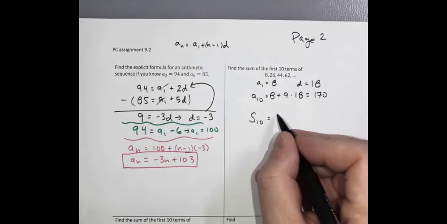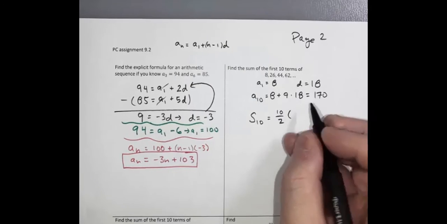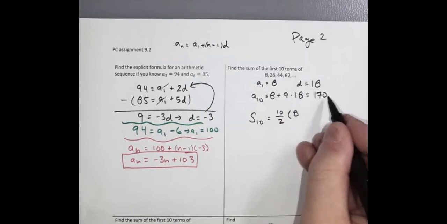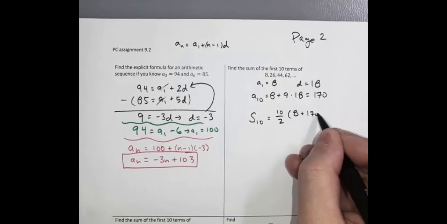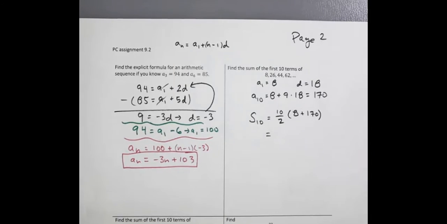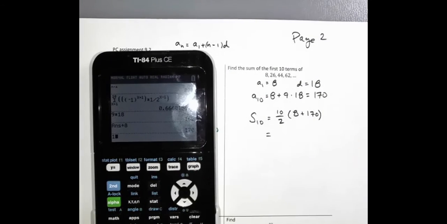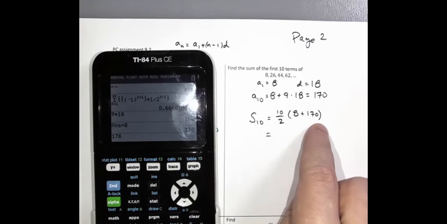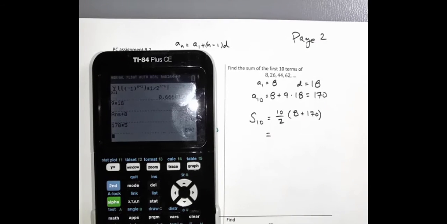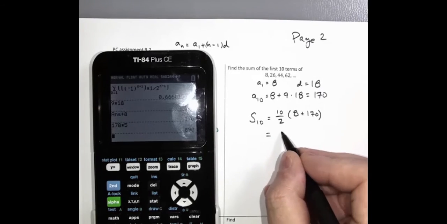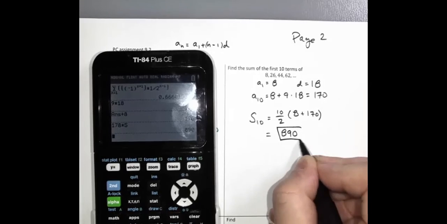And so therefore the sum of the first 10 terms would be 10 over 2 times the first term plus the 10th term. And so when we do that, we're going to get 178 from the 8 plus 170 multiplied by 5 from the 10 over 2, giving us 890.